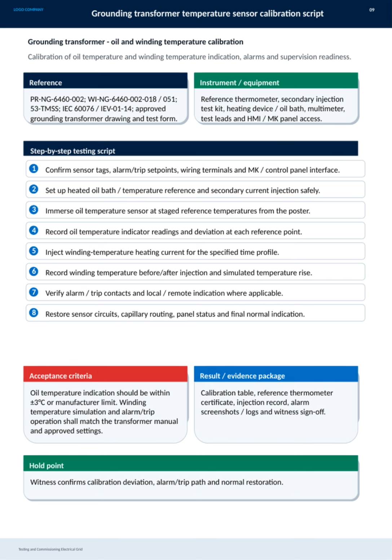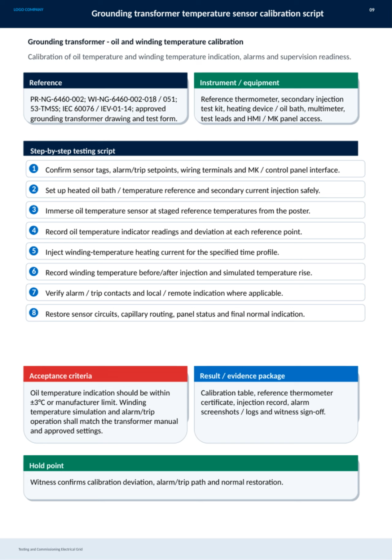Next, we set up the heated oil bath and secondary current injection safely, which serve as our reference points for calibration. The oil temperature sensor is then immersed at staged reference temperatures, and we carefully record the indicator readings and deviations at each point. For the winding temperature, we inject a heating current as specified, recording the temperature before and after to simulate a temperature rise. Verification of alarm and trip contacts, as well as local and remote indications, follows to ensure proper functionality. Finally, we restore the sensor circuits, capillary routing, panel status, and confirm normal indications.